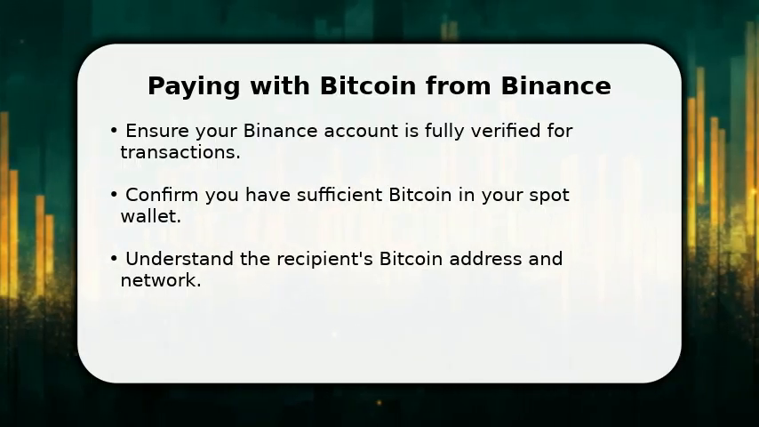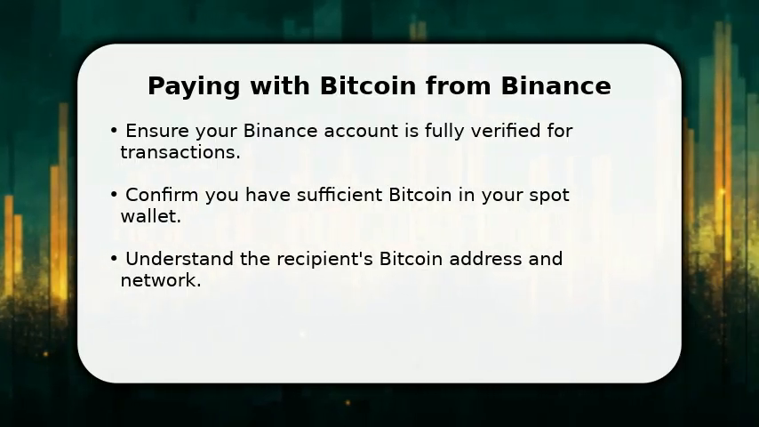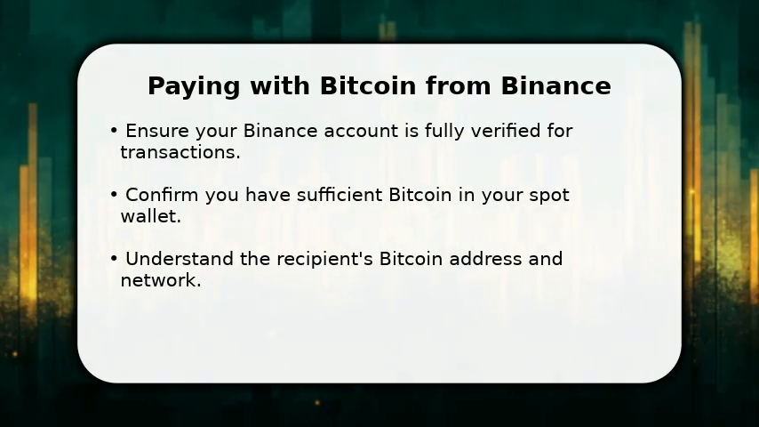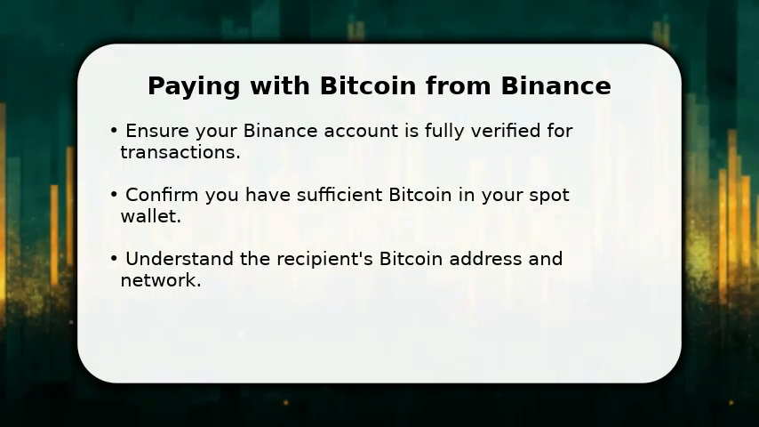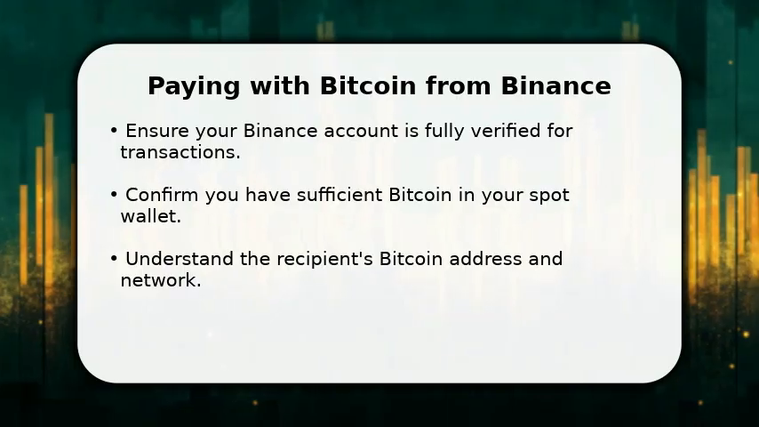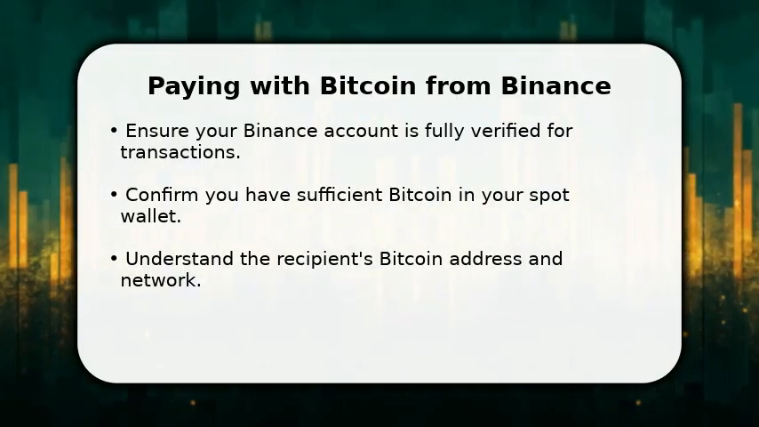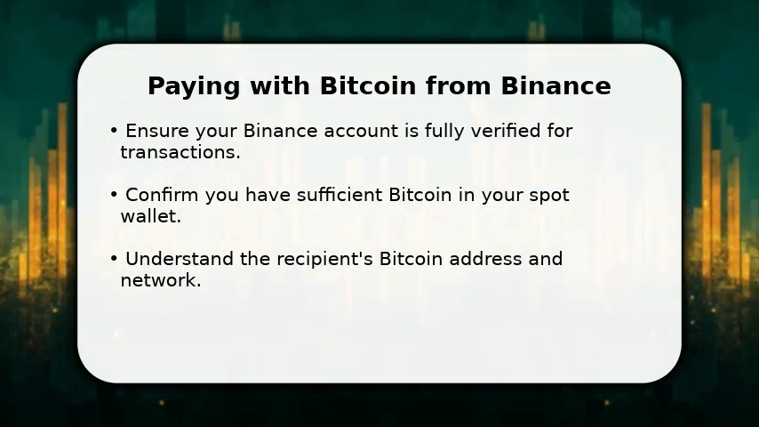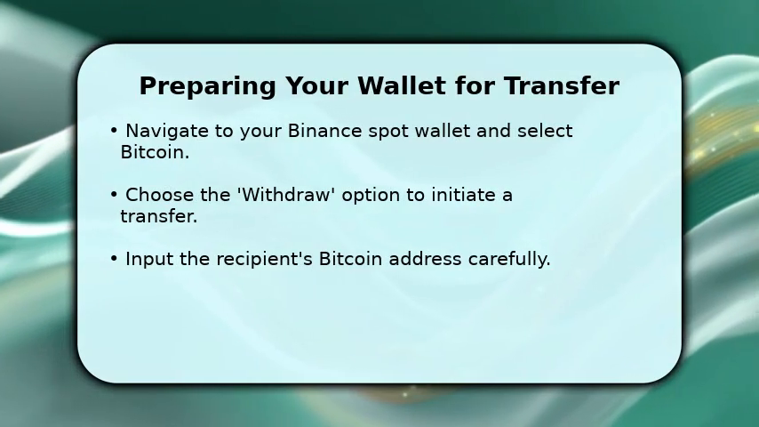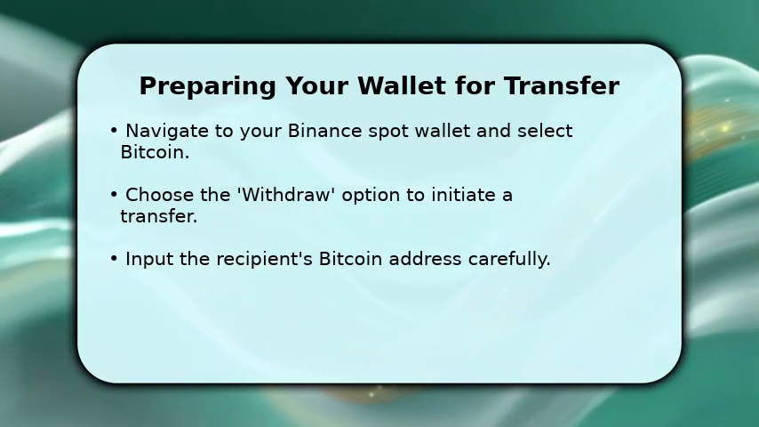Next, you'll need to obtain the recipient's exact Bitcoin address and confirm the correct network to avoid any transfer issues. We'll walk through each step to make your payment process smooth and secure, ensuring your funds reach their destination without a hitch. To begin, log into your Binance account and navigate to your spot wallet.